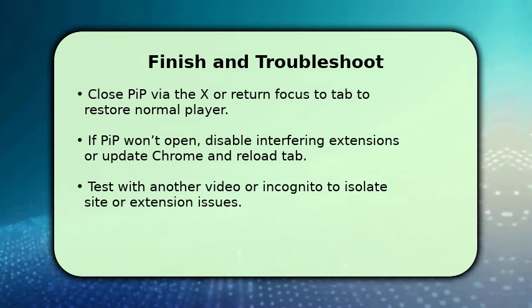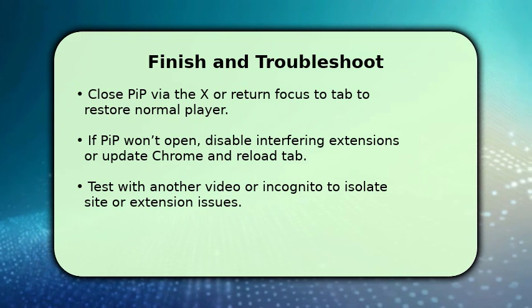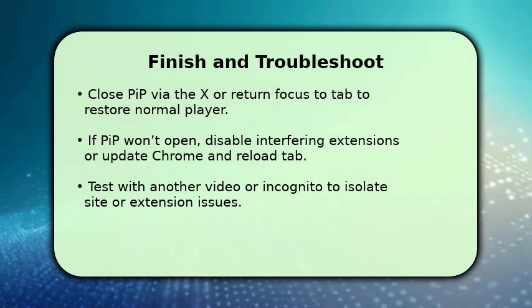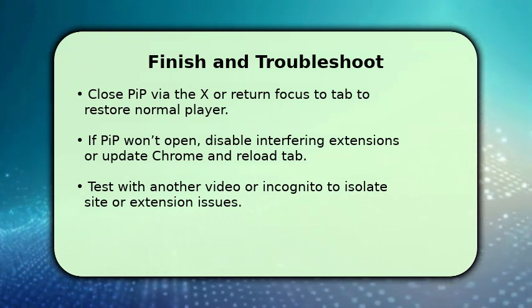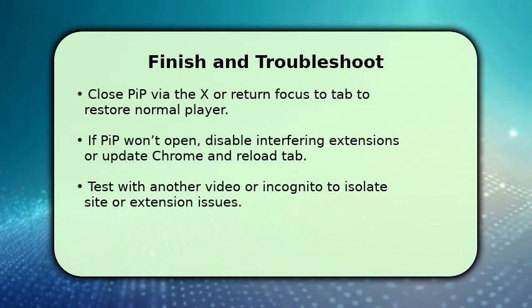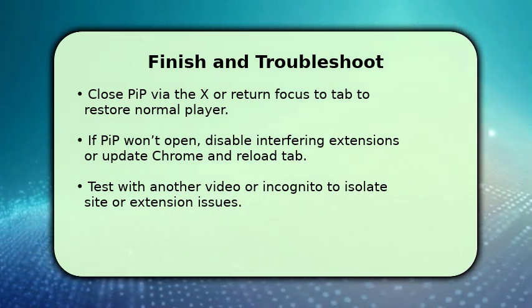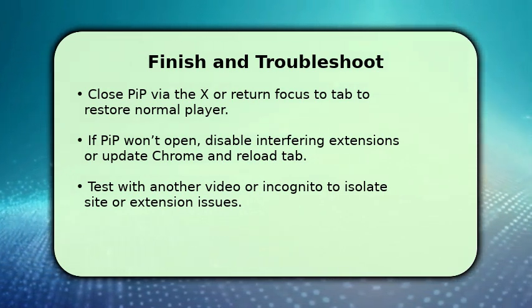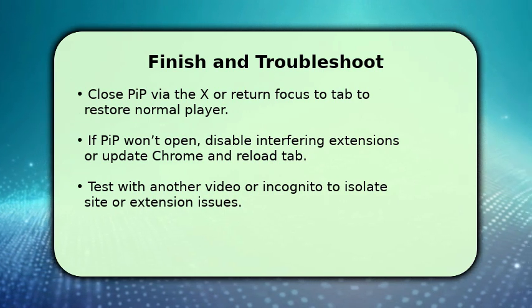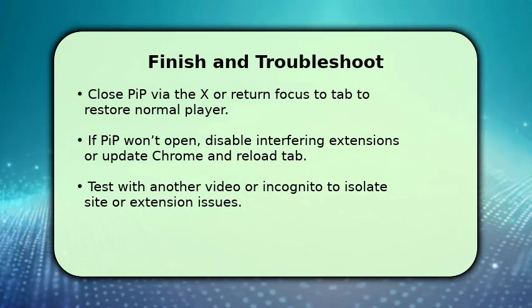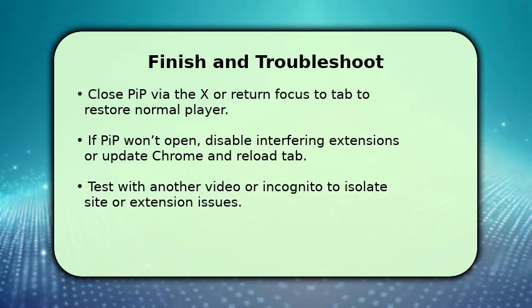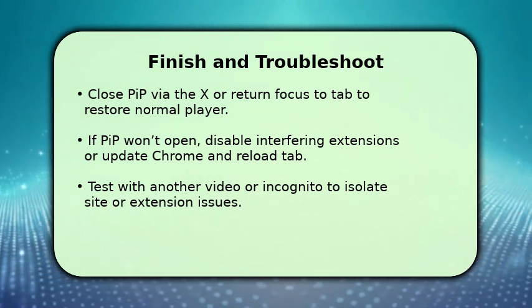If PiP refuses to open, disable extensions that alter video or context menus, and reload the page, because ad blockers or custom UI extensions commonly interfere. Once done, update Chrome and try incognito. If PiP works there, an extension was the issue. If not, test a different video to rule out YouTube player-specific problems.